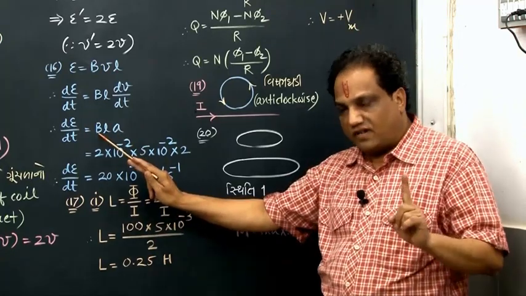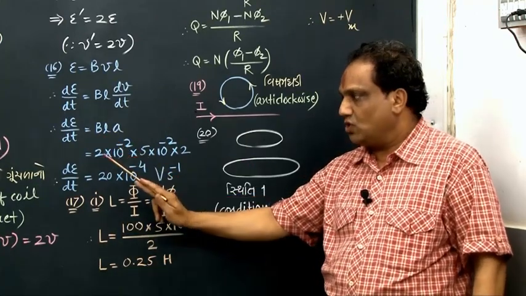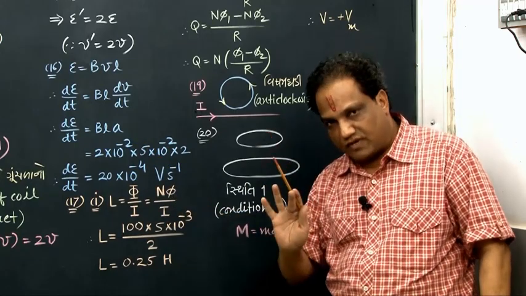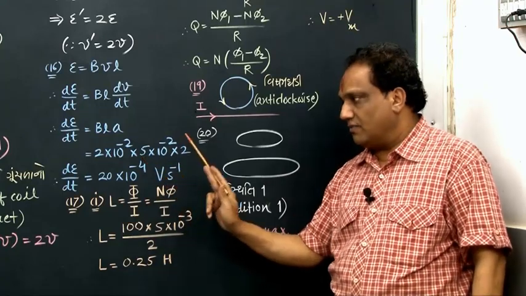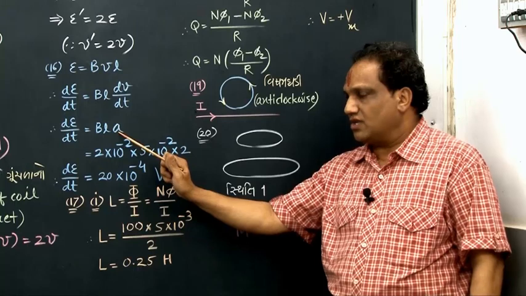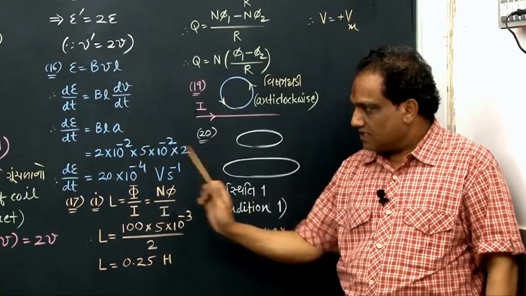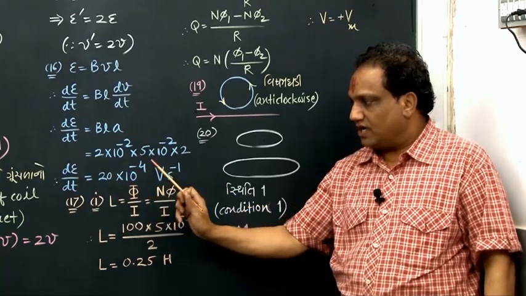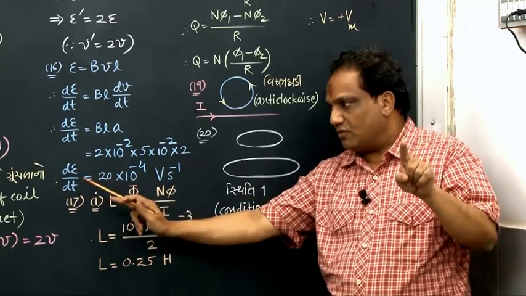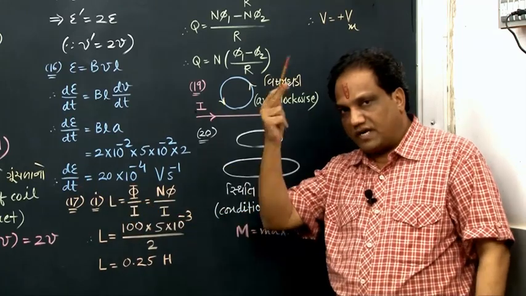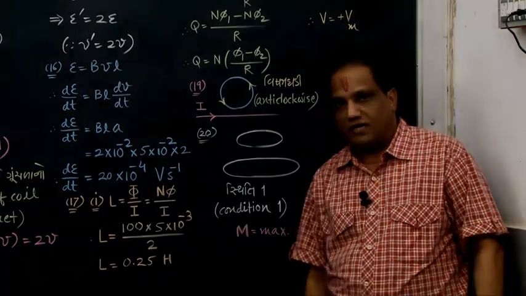Now this B, magnetic field, is given to you as 2 into 10 raised to minus 2 Weber per meter square or Tesla. What about length? They have given 5 centimeter. Convert it into meter, multiply by 10 raised to minus 2. What about acceleration? They have given 2 meter per second square, correct? Simplify, the answer is 20 into 10 raised to minus 4. Because you are finding EMF upon time, the unit will be volt per second, that is volt into second inverse, correct? Read number 17 now.